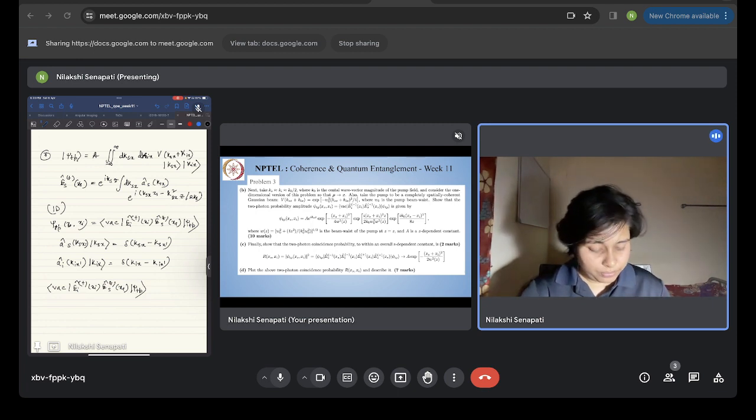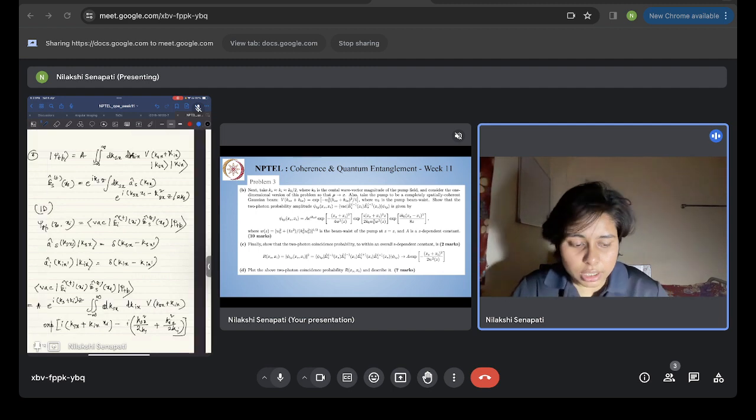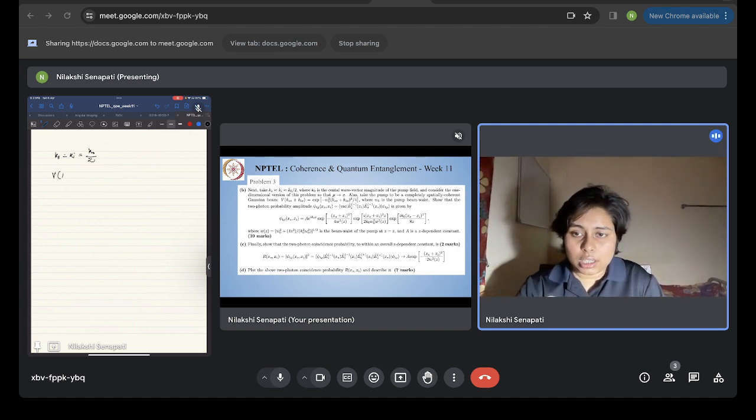So this is equal to a to the power i(ks + ki)z, integration from minus infinity to infinity dksx dkix v(ksx, kix) exponential i(ksx xs + kix xi) minus i(ksx² z)/2ks plus (kix² z)/2ki. Now assume degenerate down conversion, that is ks equal to ki equal to k0 by 2, which is given to you. Also substitute the Gaussian field, that is v(ksx, kix) equal to exponential minus ω0² (ksx plus kix)² by 4. These are given to you.